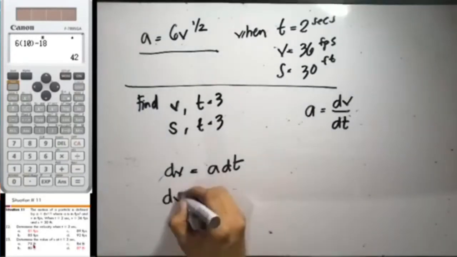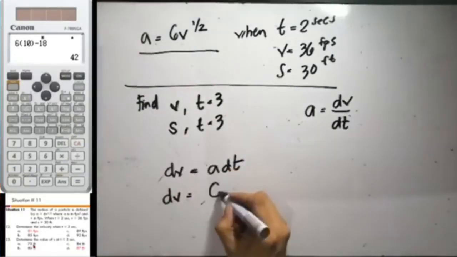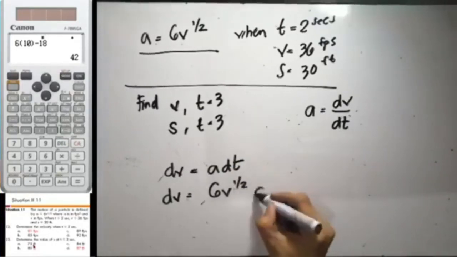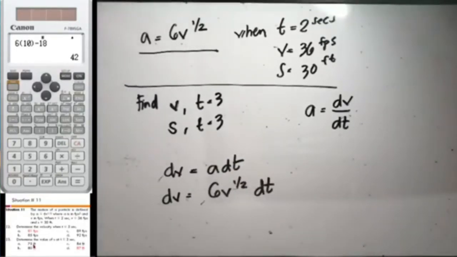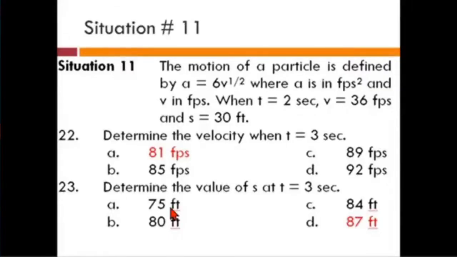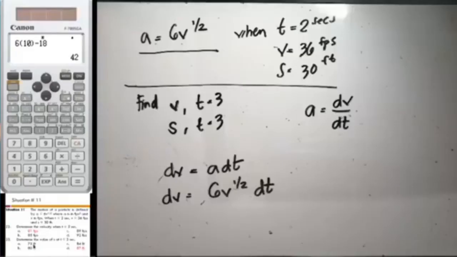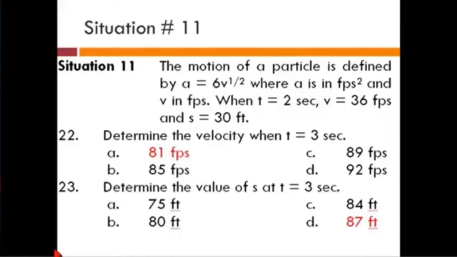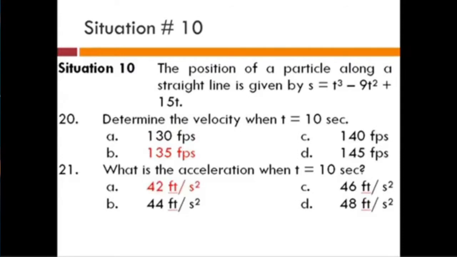Tapos, using that acceleration equation, a equals 6v raised to 1 half, dt. Parang mali, tama lang pala. 6v raised to 1 half. Okay. So, ayan. Kaso lang, naku, parang hindi po natin magagamit siya. Paano natin gagamitin yan? Wait lang. Yung mga formula ba makakatulong dyan? Hindi kasi expressed in time yung acceleration eh.